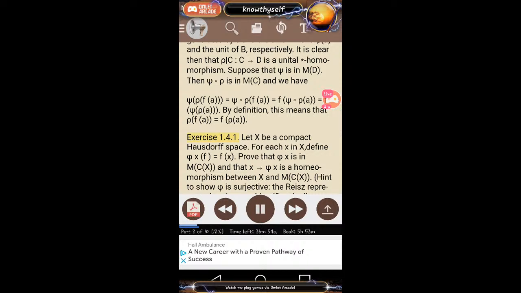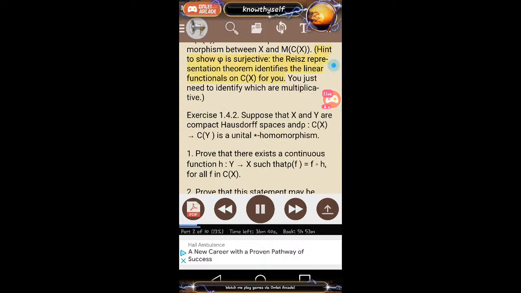Exercise 1.4.1. Let X be a compact Hausdorff space. For each x in X, define φ_x(f) = f(x). Prove that φ_x is in M(C(X)), and that x → φ_x is a homeomorphism between X and M(C(X)). Hint to show φ is surjective: the Riesz representation theorem identifies the linear functionals on C(X) for you. You just need to identify which are multiplicative.